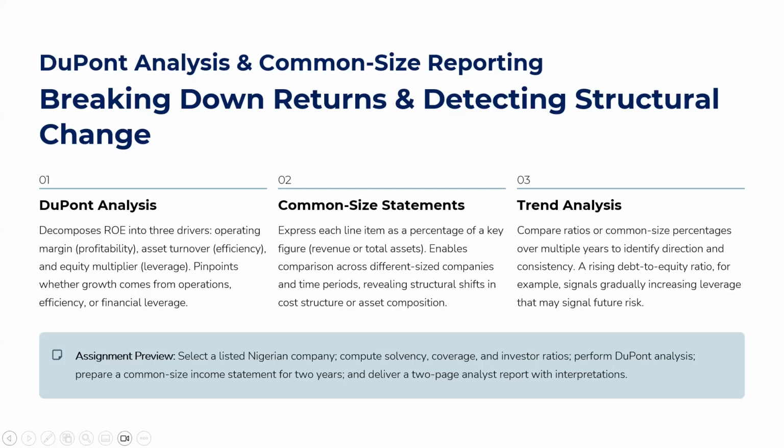DuPont analysis is saying that your return on equity is a breakdown of operating margin. Operating margin is your profit before interest and tax divided by revenue. Your asset turnover is revenue over total assets. That's looking at it from the perspective of efficiency: revenue over total assets.